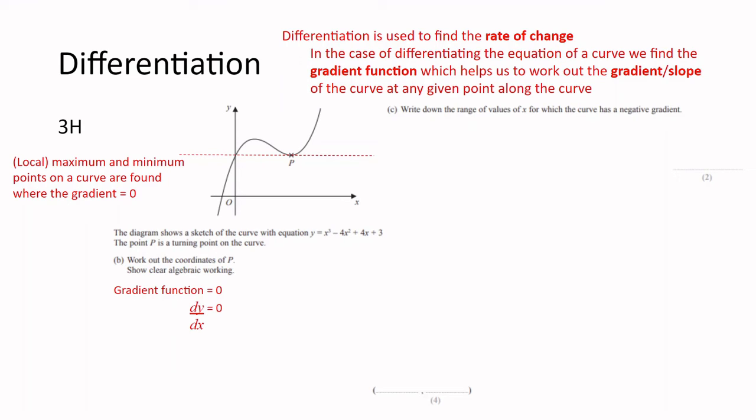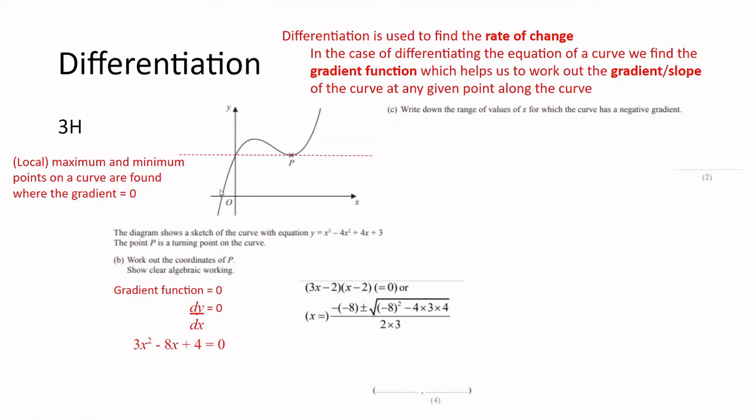So I'm going to set my gradient function equal to 0, so dy dx equals 0, and figure out what I get for x. Now in part A, I worked out that dy dx was 3x squared minus 8x plus 4. So setting that equal to 0, I've got a quadratic here that I need to solve. Luckily, it's set equal to 0. I can solve this quadratic either by factorizing or by using the formula.